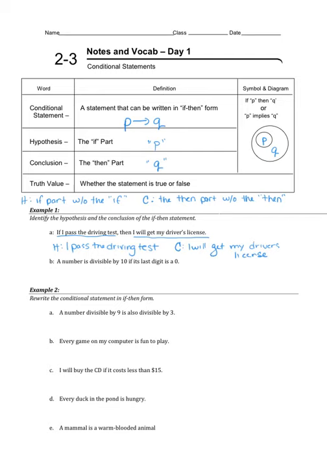Now let's look at example B. Now example B has a magic word here right in the center of the sentence. A number is divisible by 10 if its last digit is a 0. So because it has the word if in it, then this is the hypothesis because it is always the if part. So H here is going to be a number's last digit is a 0, or its last digit is a 0. And the conclusion is going to be the other part of the sentence. So in this case, the C is going to be, it is divisible by 10.